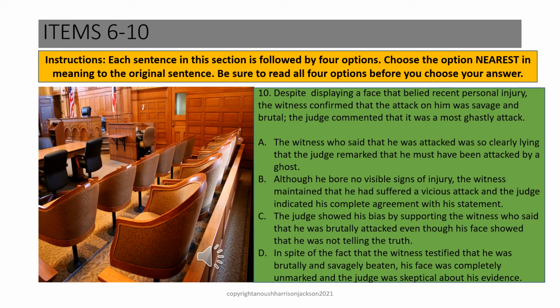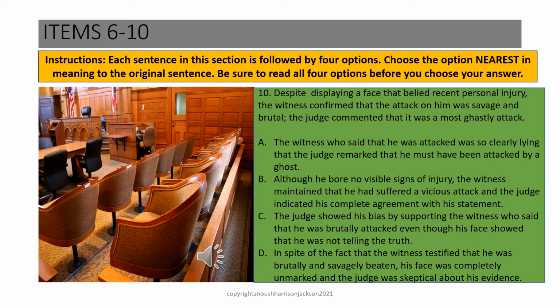Question 10 reads, despite displaying a face that belied recent personal injury, the witness confirmed that the attack on him was savage and brutal. The judge commented that it was not what was a most ghastly attack. Is it A, the witness who said that he was attacked was so clearly lying that the judge remarked that he must have been attacked by a ghost?